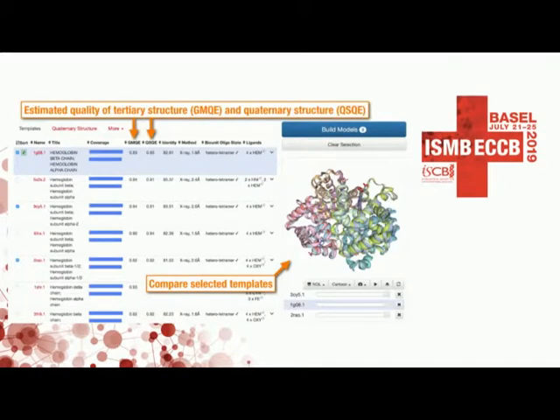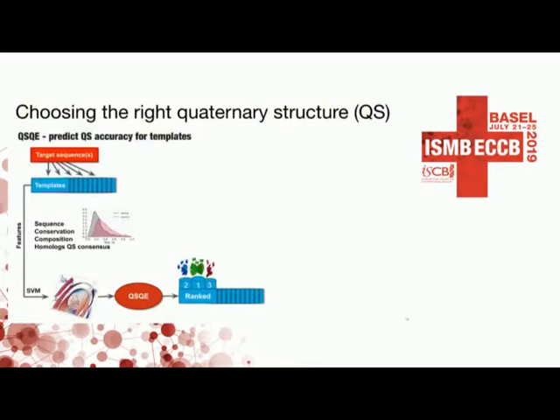In the table, you get 2 main numbers, main estimators that should guide the user in terms of what's the expected quality if I was to use this template for modeling. And we split it up in 2 separate parts. One is the GMQE, which tells me something about the estimated quality of the tertiary structure, so how accurately I can do each single chain. And the other one, which sometimes can be actually surprisingly complementary to it, is the QSQE, which tells me something about the expected quality of the quaternary structure. I'm going to tell you something about the QSQE on the next slide.